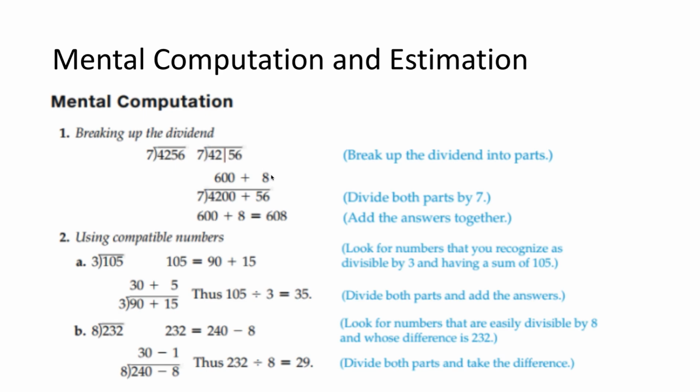7 times what makes 56? 7 times 8 does. So by breaking up, by decomposing 4,256 into 4,200 and 56, we can find the partial quotients here, 608, right? So the actual quotient together of these partial quotients should be 608. Doesn't that make so much sense? I think it does.